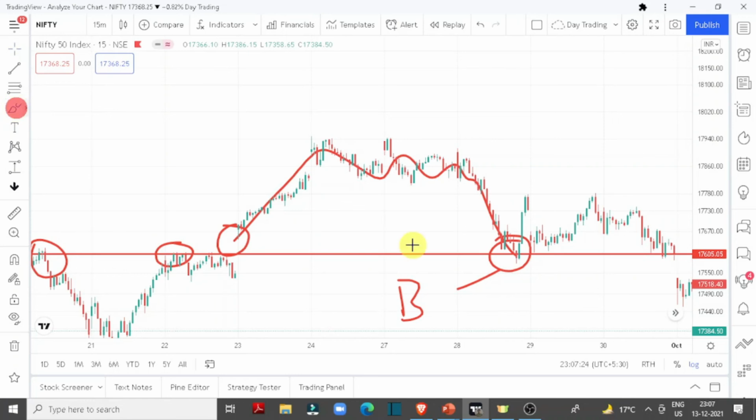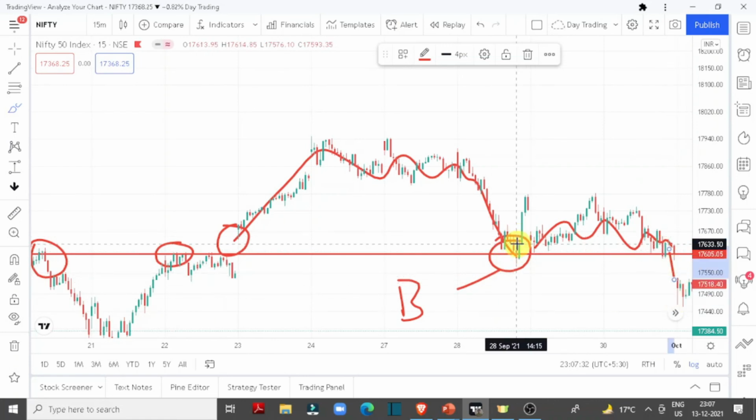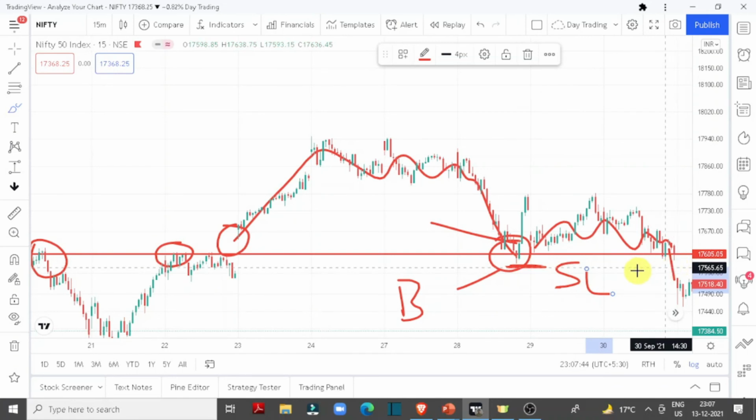Now the stock consolidated, then suddenly the stock broke down, right? So if I buy at this point, then my stop loss would have been somewhere at this point, right? My stop loss would have been somewhere at this point. Now I hope this is clear to you. My stop loss is hit, so ideally I should exit.